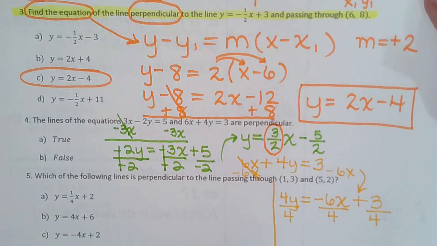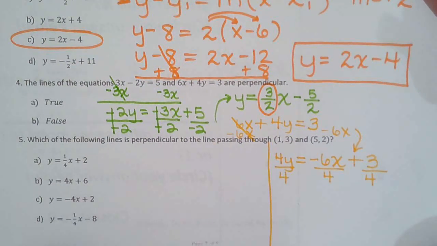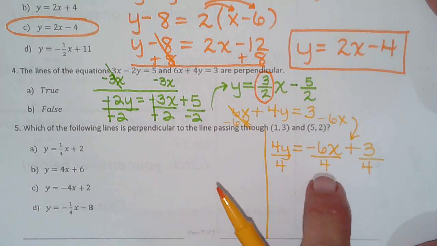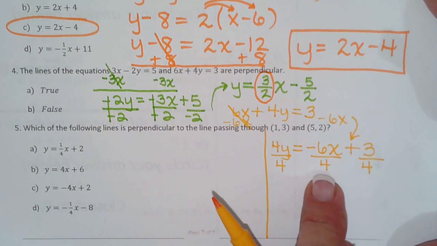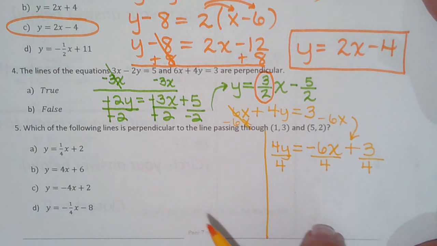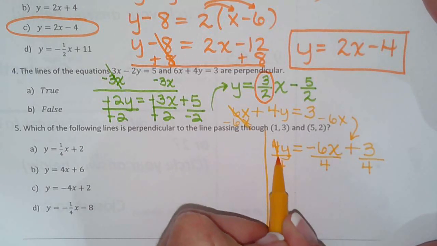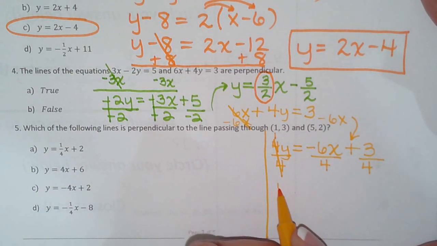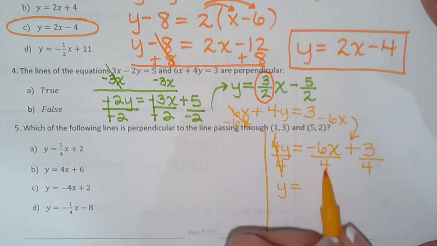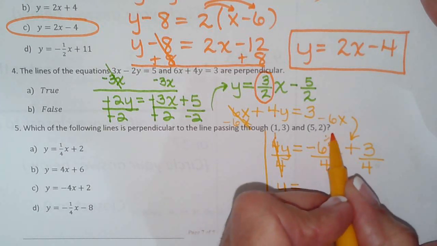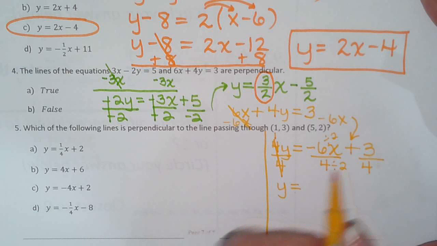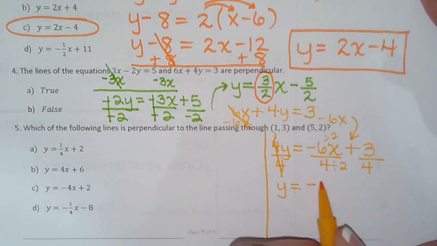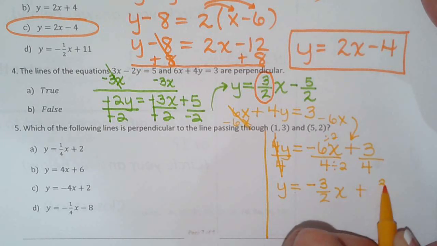And one thing I noticed, because a couple people have already taken this quiz, is they forgot to simplify and then they didn't compare the right numbers. So make sure you simplify every single fraction in the problem. So 4 divided by 4 is 1. So we get 1y equals, notice these are both divisible by 2, so divide by 2, divide by 2. A negative divided by a positive is negative 3 over 2x plus 3/4.